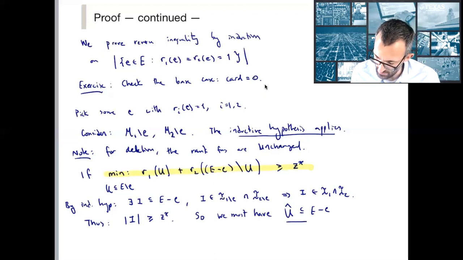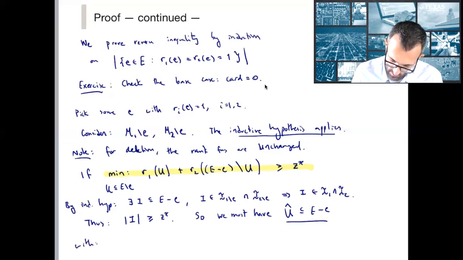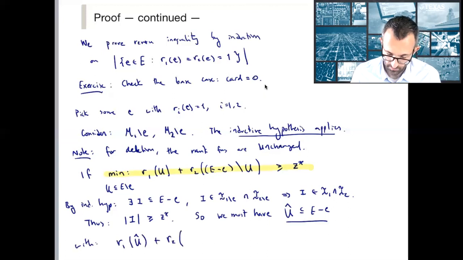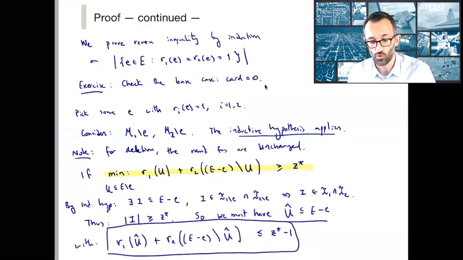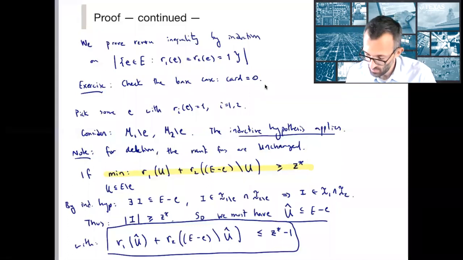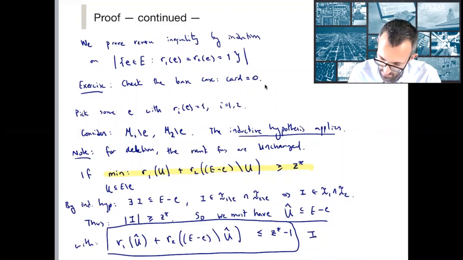So in other words, there must exist some U hat with, just writing down what's on the right here, but plugging in U hat, R1 of U hat plus R2 of E minus U hat less than or equal to Z star minus 1. And I'll put this in a box because we're going to need this, and we're going to keep track of our U hat. Let's not label it. We'll just remember it.